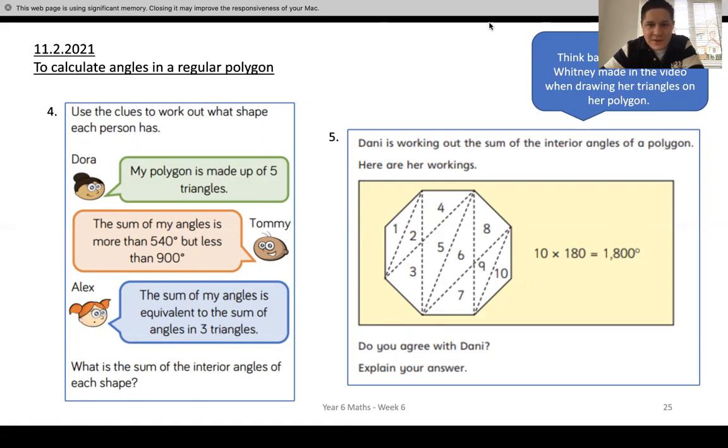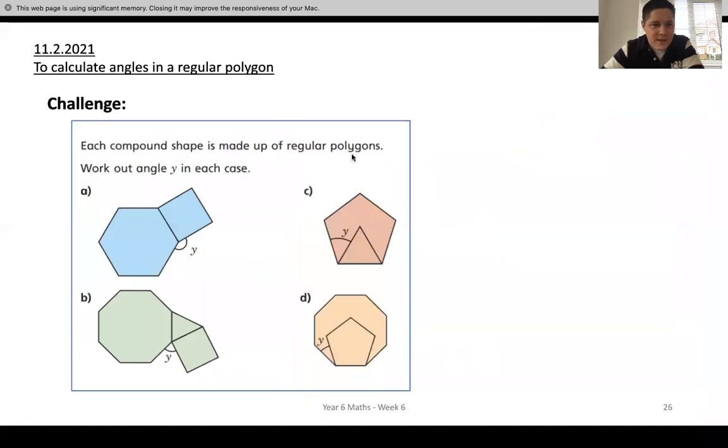Okay. So, the last thing that you're going to do today is our challenge. And in the challenge, it says each compound shape. So a compound shape means that there's more than one shape in this shape that's been put together. So for example, we've got this 6-sided shape here, this hexagon, and then you've got this square and they're attached. That each compound shape is made up of regular polygons. All sides and angles are the same in each shape. Work out the angle y in each case.